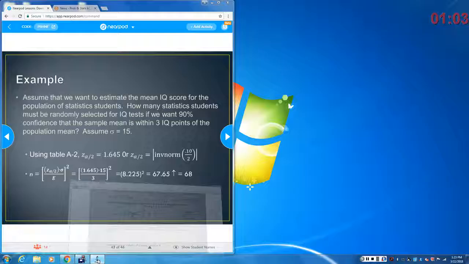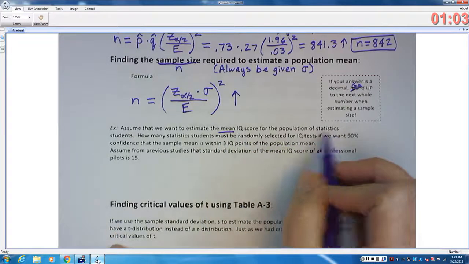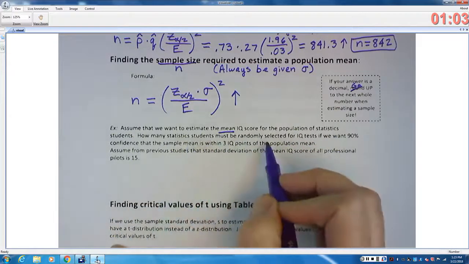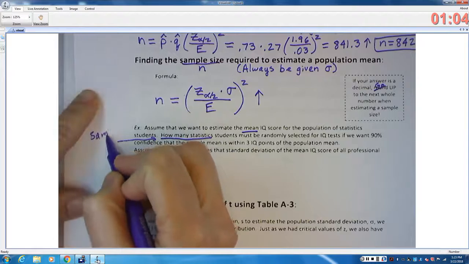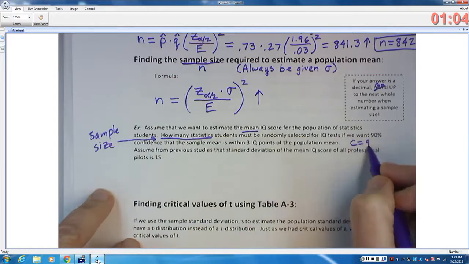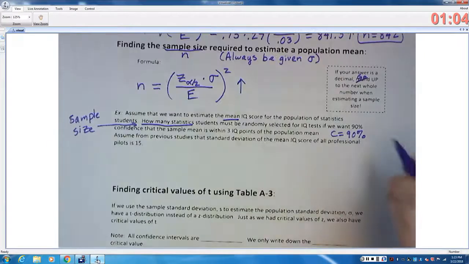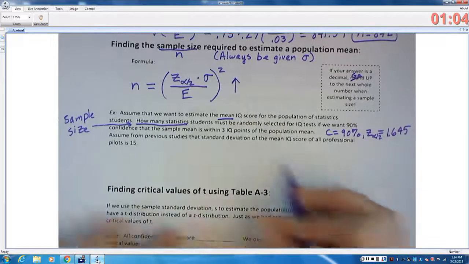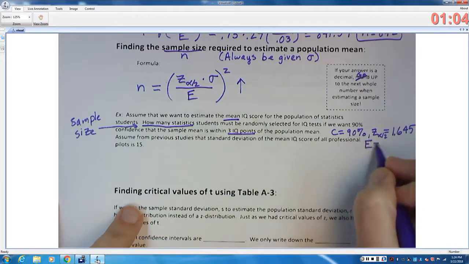So here's the example. If you want to estimate the mean IQ score for a population of statistics students, how many statistics students must be randomly selected? So that's asking for sample size. If we want to be 90% confident, C is 90%. So according to our common critical values, for 90%, we're going to use 1.645, z alpha over 2. And we want the sample mean to be within 3 IQ points. It's not a percent, so E is actually 3 here.